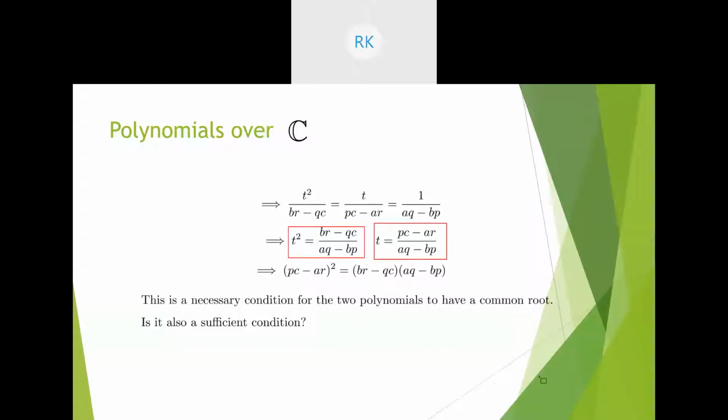So before I proceed, I want to know from all of you, when does this method become invalid? Like if BR minus QC equal to 0 or PC minus AR equal to 0, does this expression become invalid? This cross multiplication method become invalid? Okay, so you have done the derivation, or at least you have read about it. When will the cross multiplication method become invalid?